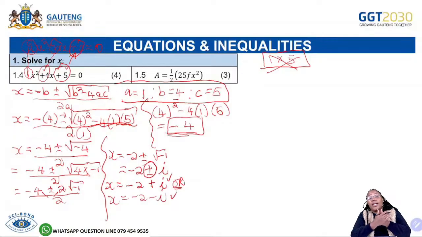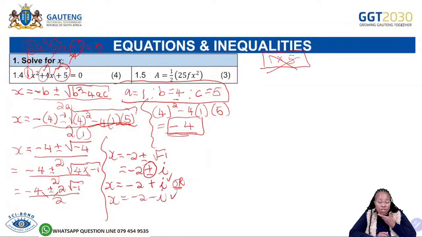It is always acting like that because of the plus minus that is on your equation, grade 12. You can't get any two different solutions. It must be conjugate to each other. Right, we are done with question 1.4.